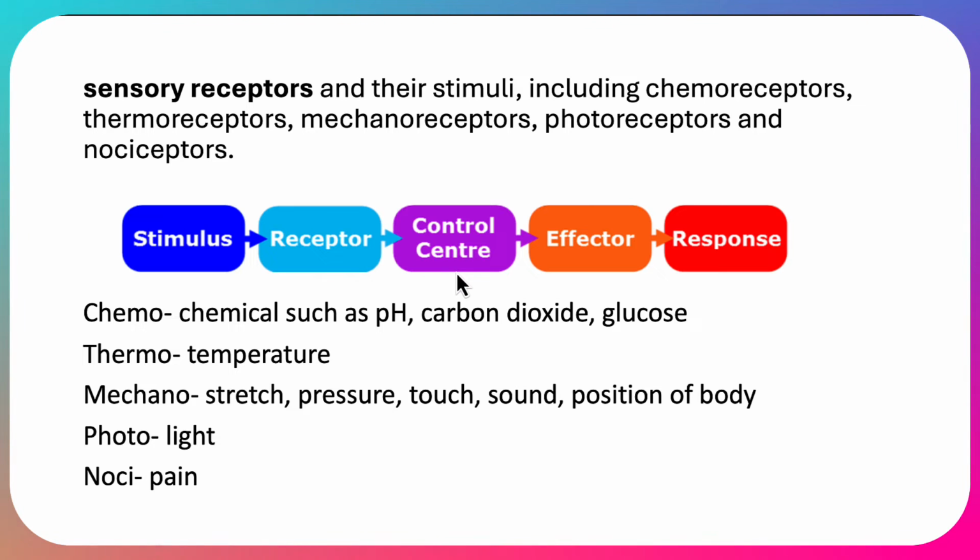Now, the control center, it is often the brain, but not always. Sometimes it is the brain stem, or sometimes it's the spinal cord, and sometimes there's other organs, other glands like the pancreas.